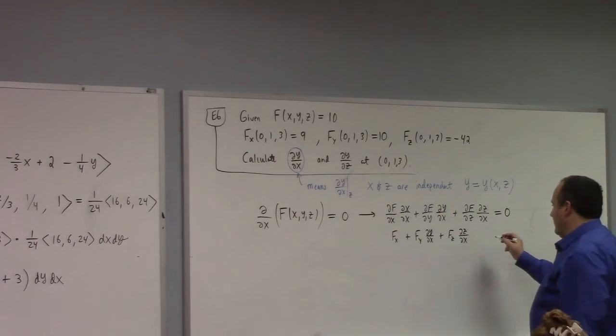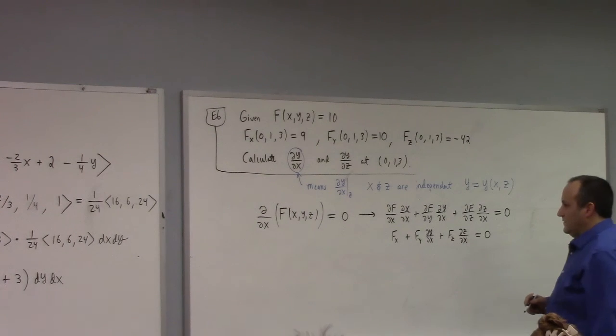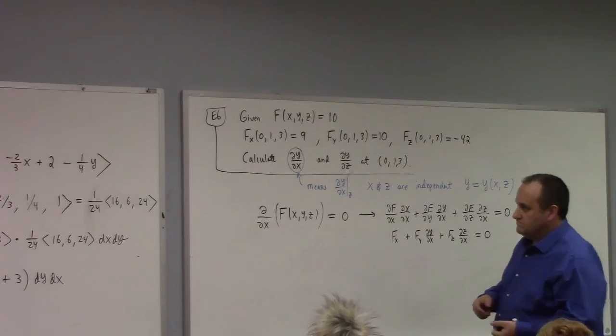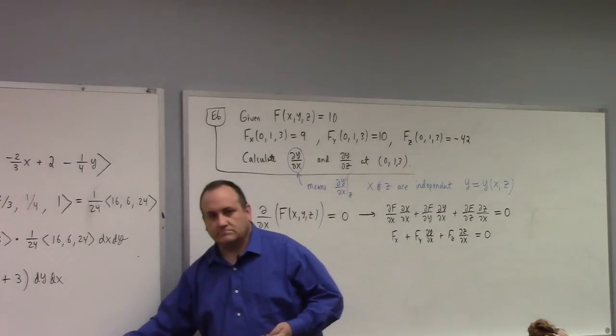But to be fair here, what does it mean to say x and z are independent? What does that mean operationally?